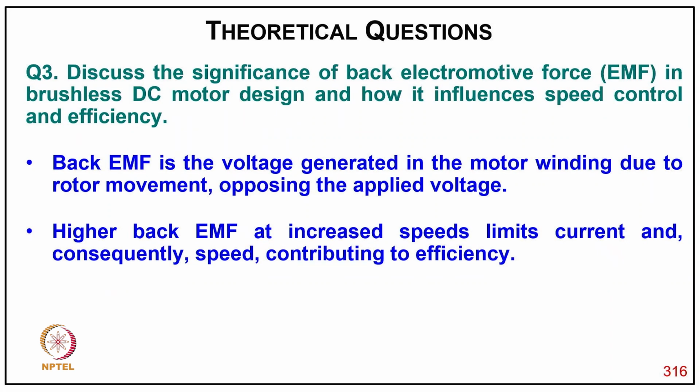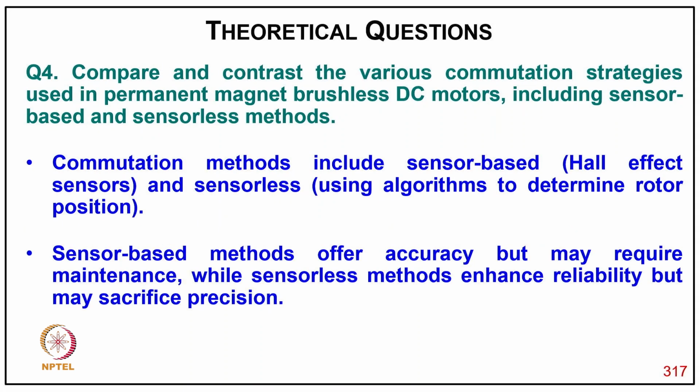Now question 3: discuss the significance of back EMF in a brushless DC motor design and how it influences speed, control, and efficiency. The back EMF is the voltage generated in the motor winding due to the rotor movement, opposing the applied voltage. The higher back EMF at increased speeds limits the current, and consequently the speed, contributing to efficiency.